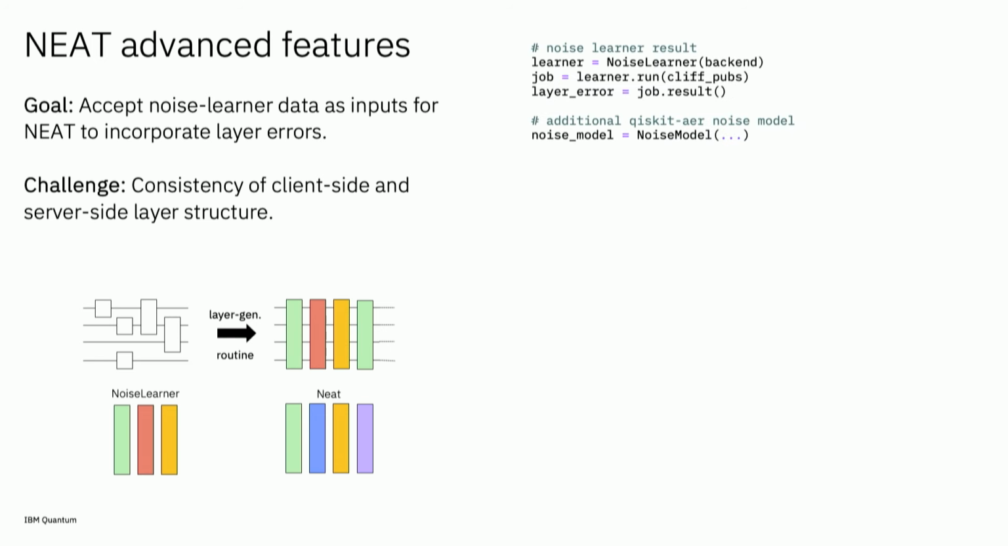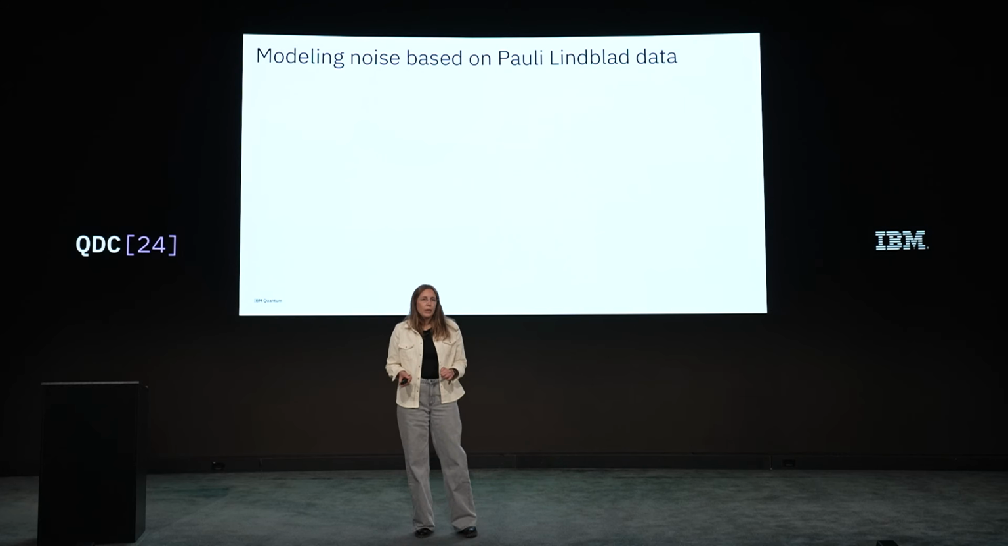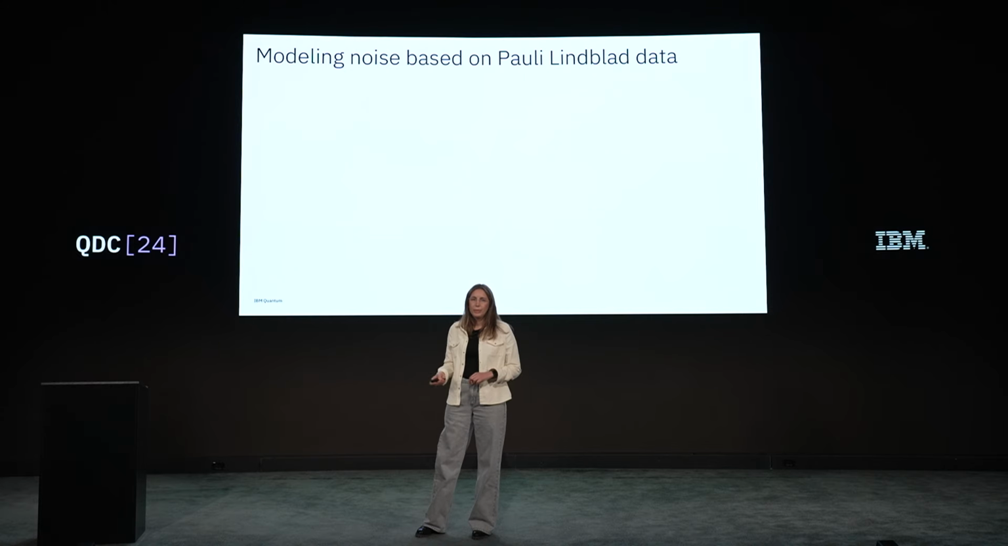So the code looks like this. You import the noise learner program from Qiskit IBM Runtime, and you run it. You store the results in a variable called layer error. You can additionally create a noise model of your choice, and then you tell NEAT to start using that layer error. Then you proceed as usual: you simulate, you compare, and you do the math. It's not publicly available yet, but we tried it internally, and I'm going to show you some of the experiments that we ran.